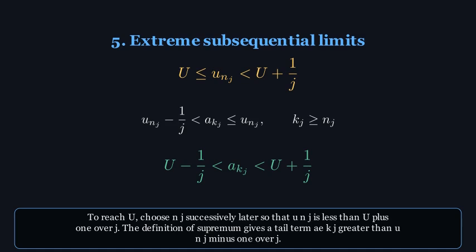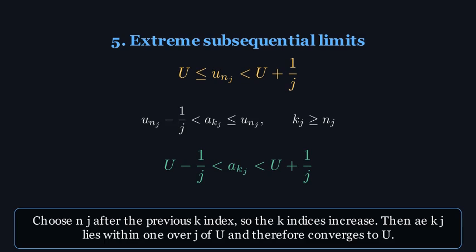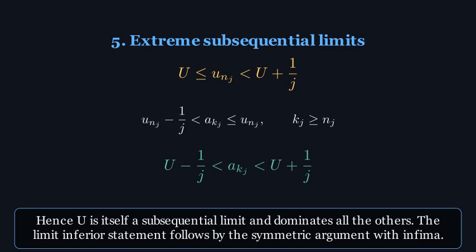To reach u, choose n_j successively later so that u_{n_j} is less than u plus 1 over j. The definition of supremum gives a tail term a_{k_j} greater than u_{n_j} minus 1 over j. Choose n_j after the previous k-index. So the k-indices increase. Then a_{k_j} lies within 1 over j of u and therefore converges to u. Hence u is itself a subsequential limit and dominates all the others. The limit inferior statement follows by the symmetric argument with infima.